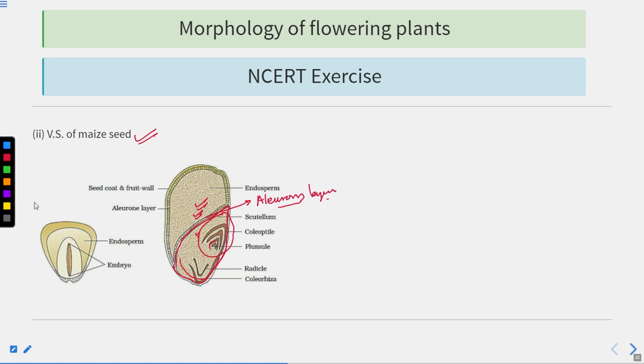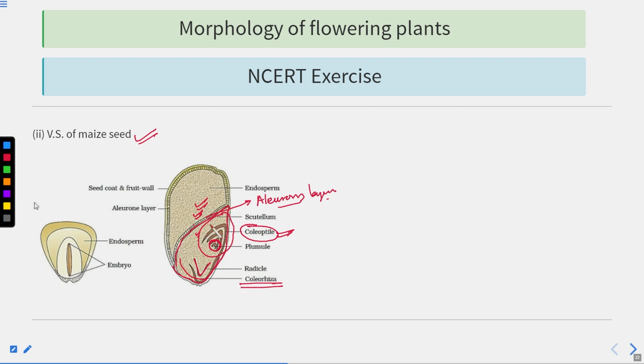So the plumule region is confined to this, and you can see there is a covering all over the plumule region that is called the coleoptile. And at the lower part, there is a radicle, which is also covered by a covering that is called coleorhiza.